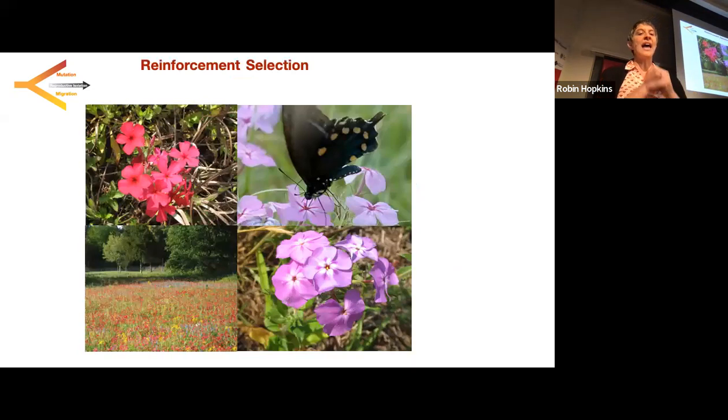All right, so we're going to dive into this looking at Phlox, this is Phlox drummondii. It's an annual wildflower that grows through the roadsides and open fields in central and eastern Texas. Makes these huge, beautiful swaths of color. And it comes in these two flower colors.